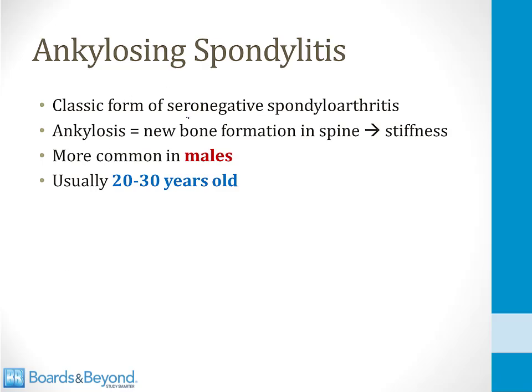This is the classic form of seronegative spondyloarthritis. It has many of those common features we talked about just a few slides ago. So this disorder is called a spondylitis because there's inflammation in the spine, and it gets the term ankylosing because ankylosis means new bone formation, and this occurs in the spine in this disorder, and that leads to stiffness of the spine, a hallmark of ankylosing spondylitis.